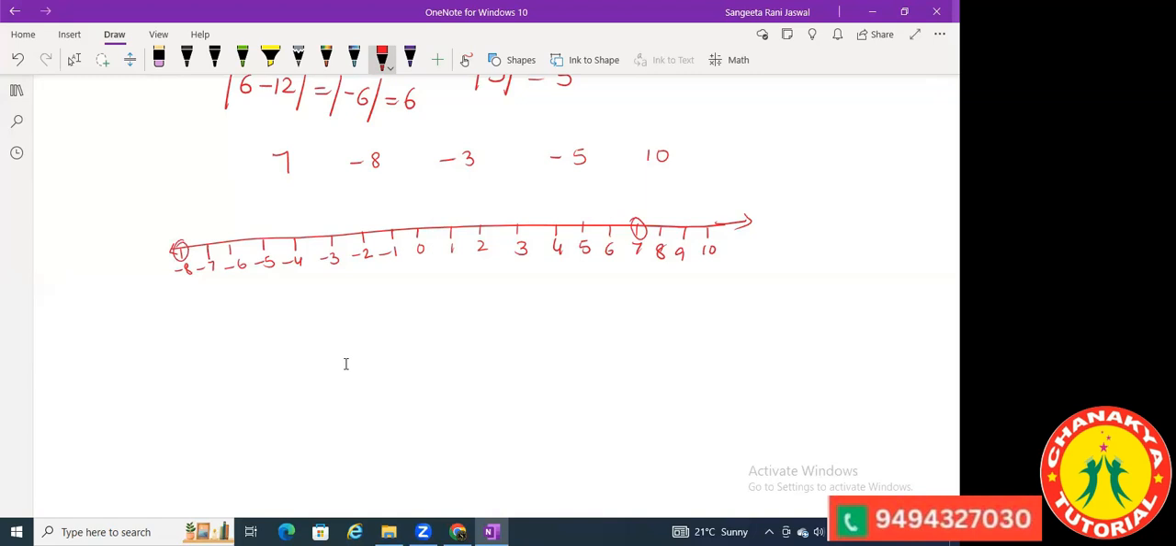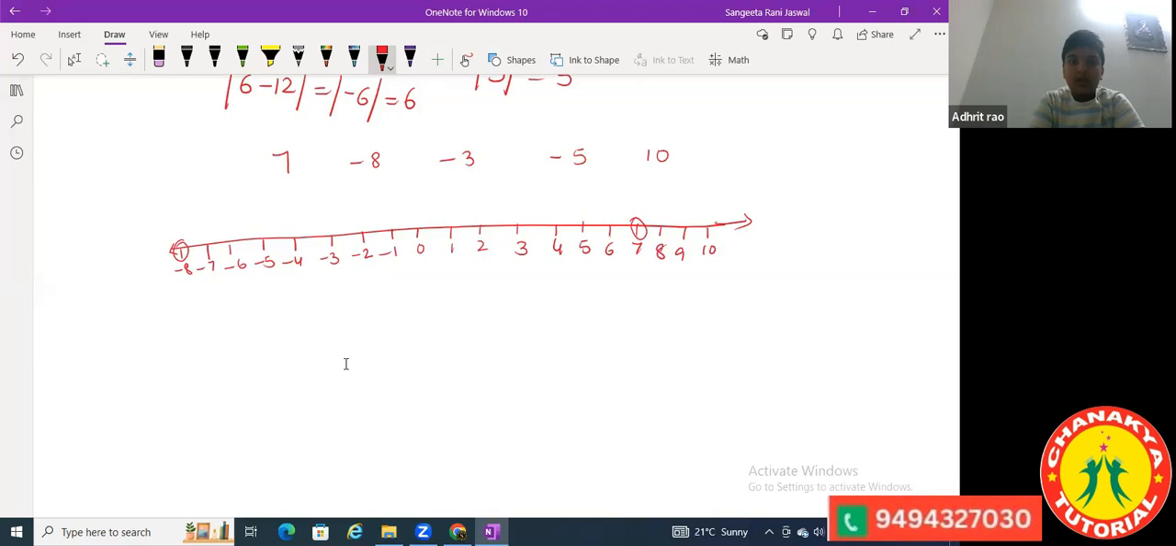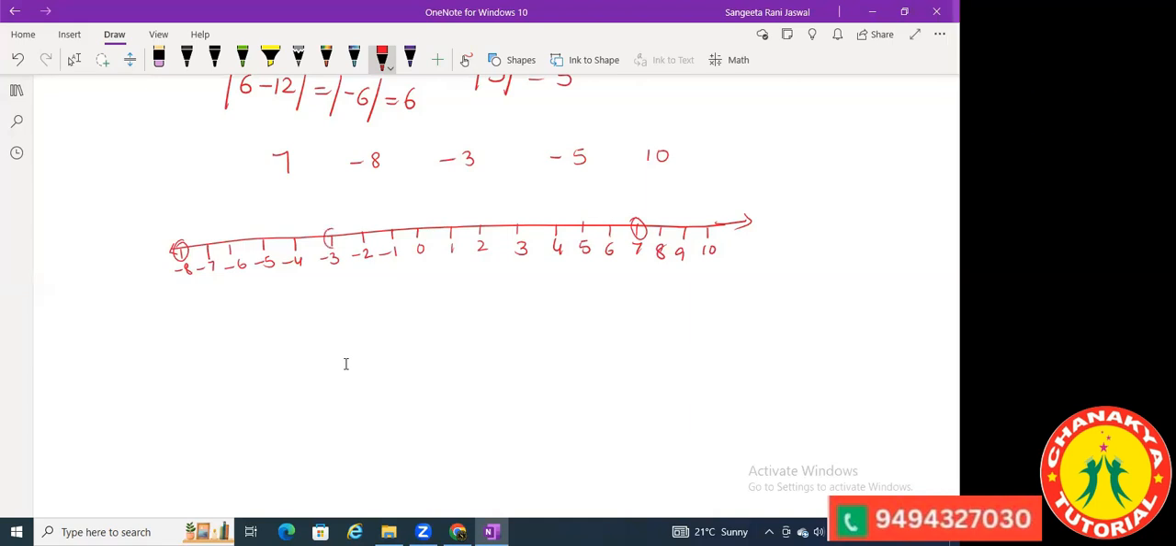Adrit, where is minus 3? Ma'am, minus 3 is on the left side. On the left side here. Ashwath, tell me where is minus 5? Ma'am, between minus 6 and minus 4, on the left side. Okay, great.